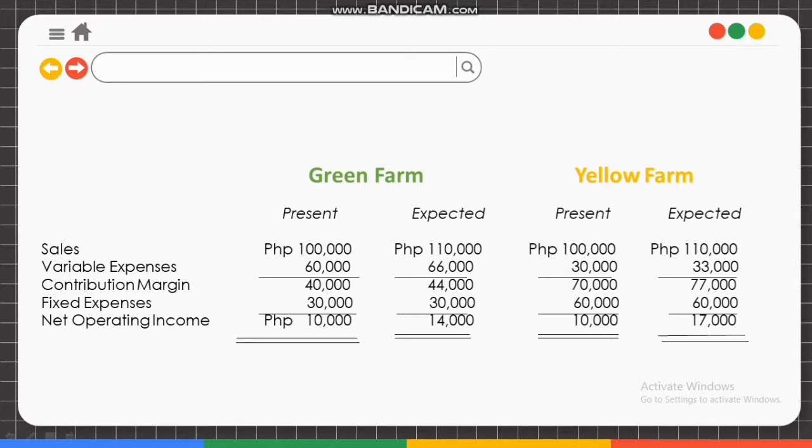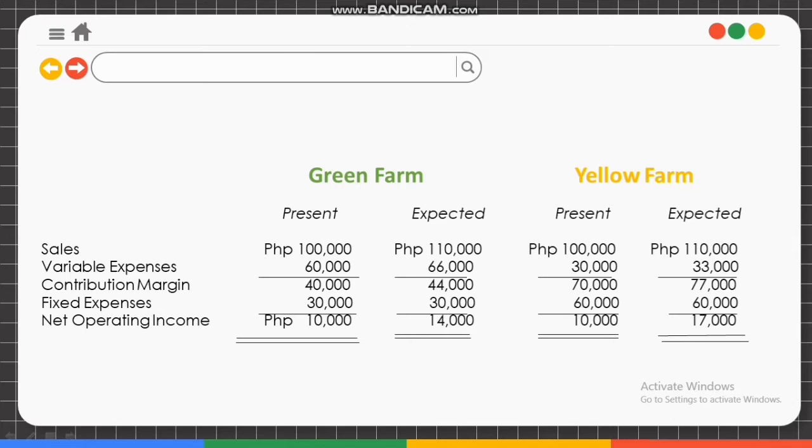So, yung present fixed expenses ng Green Farm is 30,000 and expected fixed expenses ng Green Farm ay 30,000. So, fixed na yun. Fixed na 30,000. Yung contribution margin minus fixed expenses is equals to net operating income. So, 40,000 minus 30,000 is equals to 10,000. 44,000 minus 30,000 is equals to 14,000.